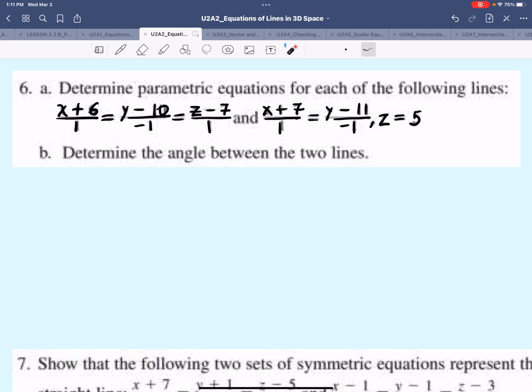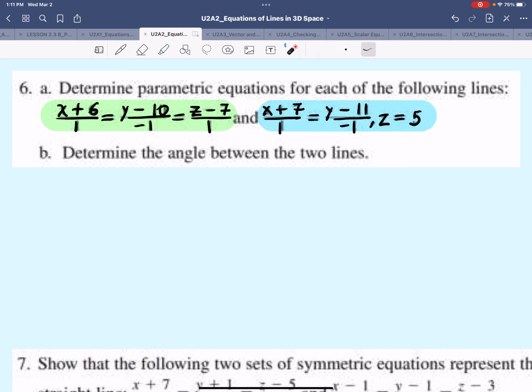Here we're going to take a look at some homework practice questions from lesson U2A2. Let's get started with question number 6. We're asked to find the parametric equations for each of the following lines. So the first line is given in symmetrical form, so this is a symmetric equation. And the second one, again, is the symmetric equation.